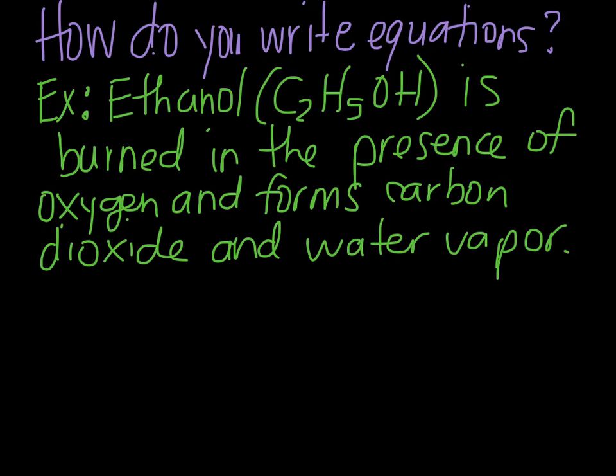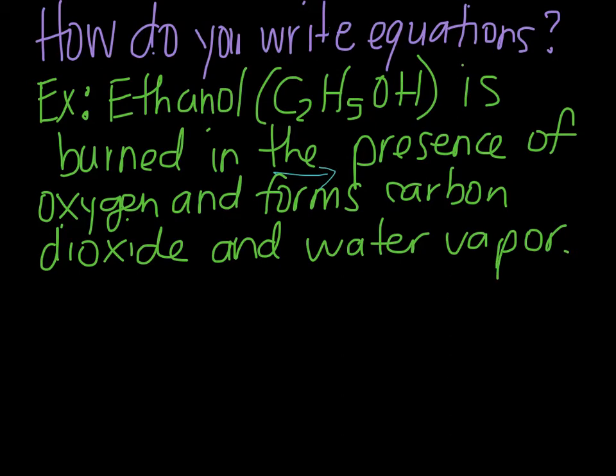Okay, so let's do our first example. So this is a word equation, and we're going to translate this into a formula equation. So you just read it, and as you read it, you write it into a chemical equation. It's very simple. So the first example reads, ethanol, which is C2H5OH, is burned in the presence of oxygen and forms carbon dioxide and water vapor. So where you see the word forms, that's going to be your yield sign. You don't always have 2 reactants and 2 products, but this is a typical 2 reactants makes 2 products equation.